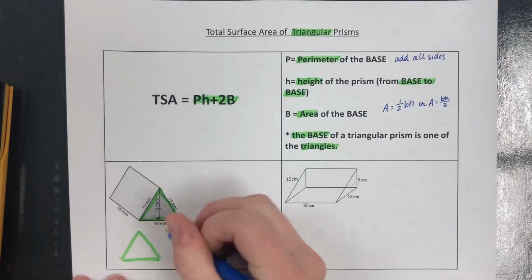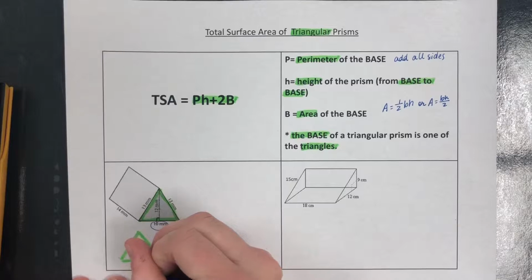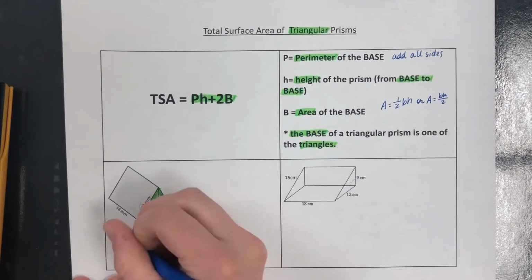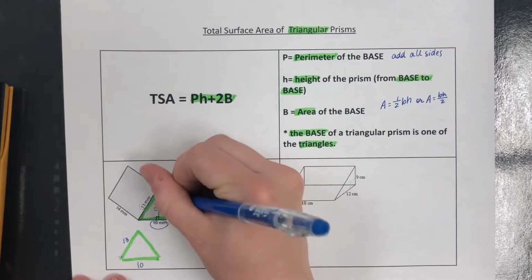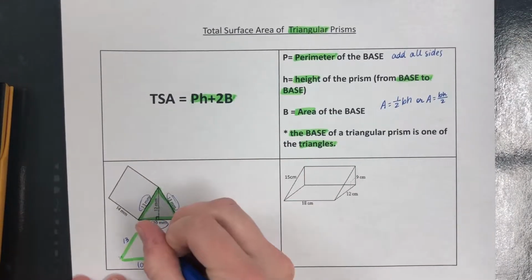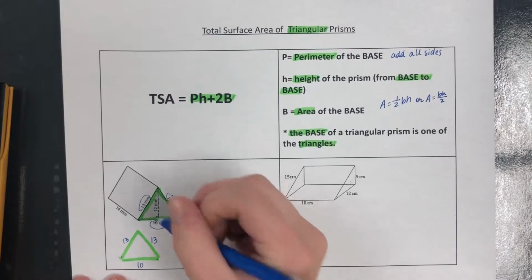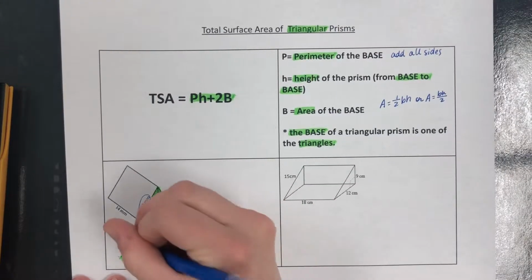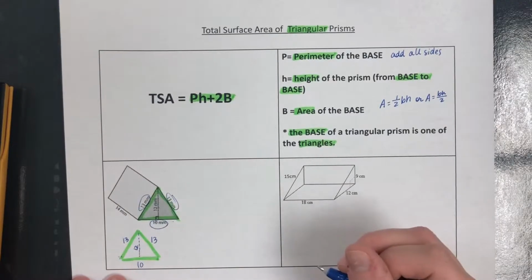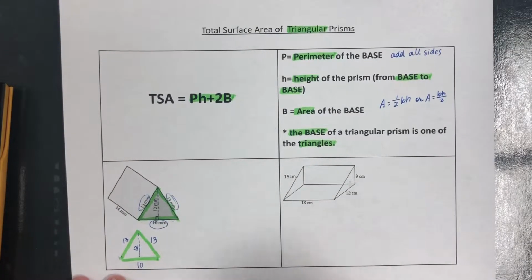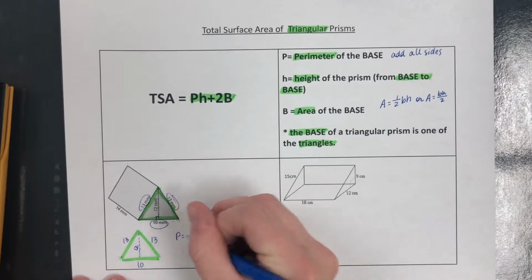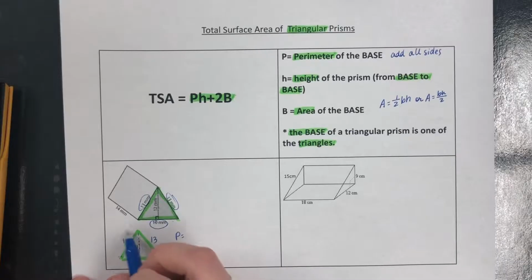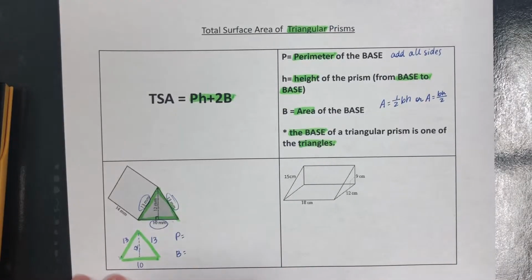Okay, so the bottom of the triangle is 10. This left side of that triangle is 13. And the opposite side, or the right side of that triangle, is 13. And then this little dotted line here, we need to add that. That's the height of the triangle, which is 12. Okay, so now P, the perimeter of the base, and B, the area of the base, are going to come from this that we just redrew.